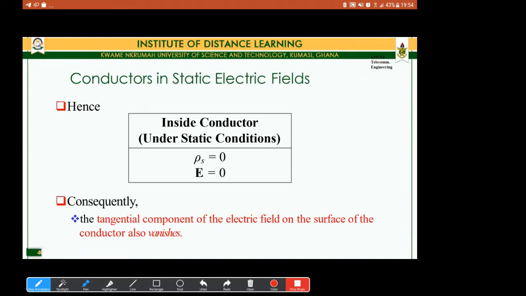Because we say the charges are on the surface of the conductor, right? If the charges are on the surface, and then you have a field tangential to the surface, that is along the surface, this field will again exert a force on the charges, and it will redistribute the charges in such a way that they will create another field again inside the conductor. But we have already said that inside the conductor, the field is zero. Therefore, if the field is zero inside the conductor, the tangential component on the surface must also be zero. Otherwise, it will create another field inside the conductor. So consequently, the tangential component of the electric field on the surface of the conductor also vanishes.